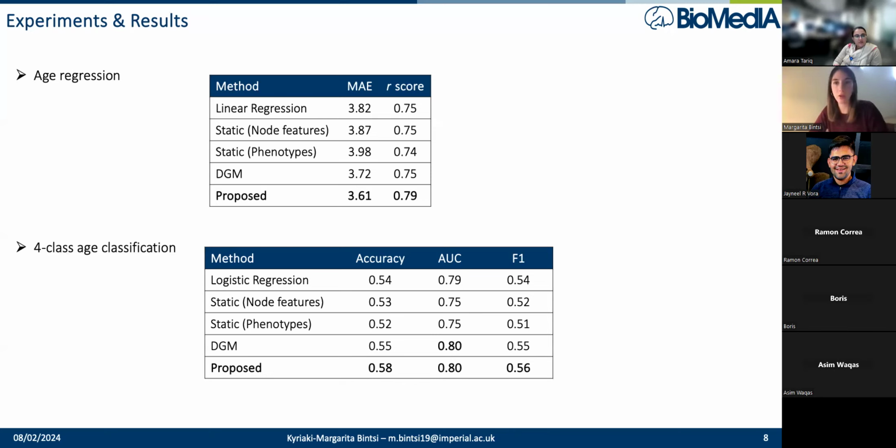As we mentioned, we see here that the static methods, especially the one with the non-imaging information, perform worse than the linear regression, which is something that we had in mind for the static graphs. The adaptive methods work better than the linear regression and both better than the static graphs, but our method outperforms the state-of-the-art. And for the four-class classification problem, we have a similar trend, exactly as the regression.